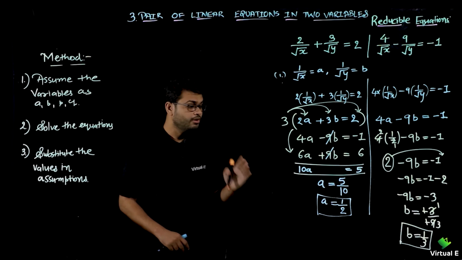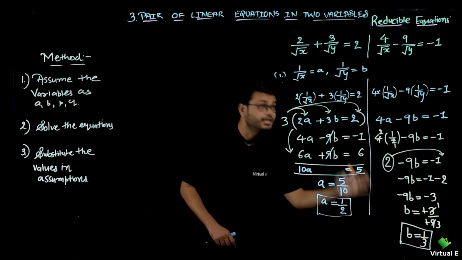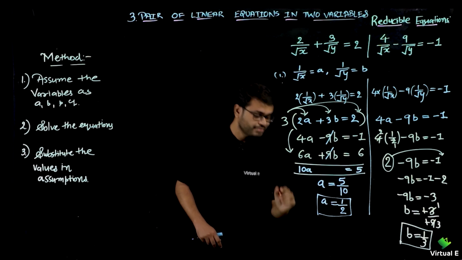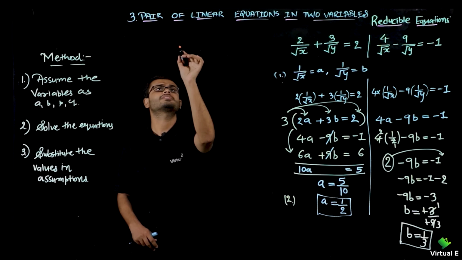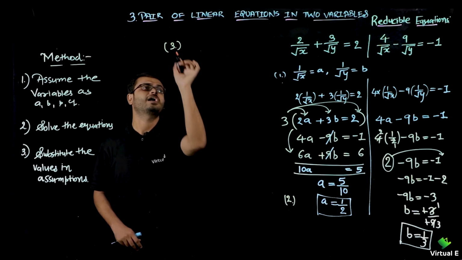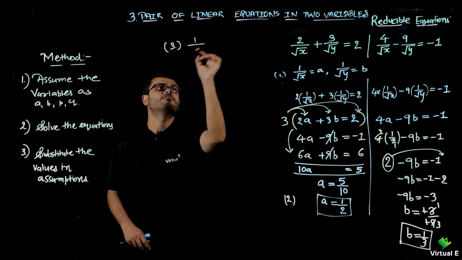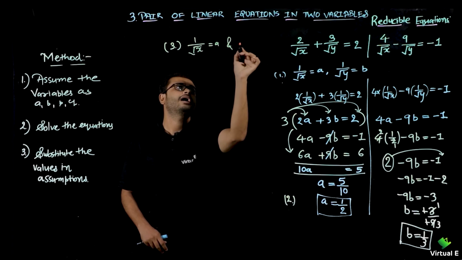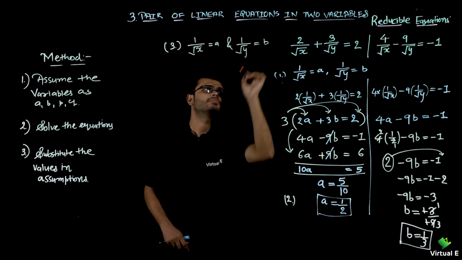Remember, this is not my final answer. These are the values of a and b, but what I want are the values of x and y. So my second step is over here. Let me do the third step, which is the last. I am going to substitute this value in the assumptions. So 1 over square root of x is equal to a, and 1 over square root of y is equal to b.